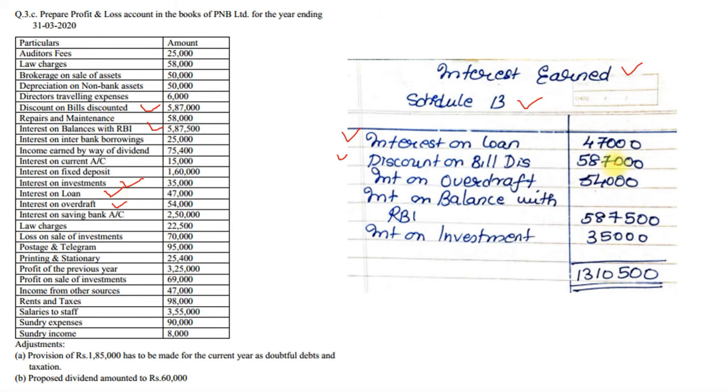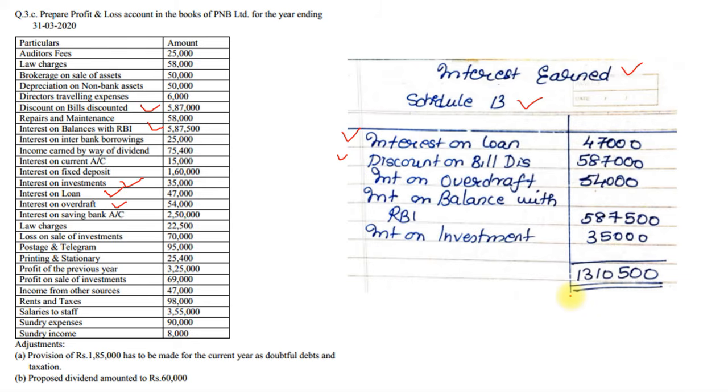So the values are 47,587, 54,587, 500, and 35,000. When we add up, we get 13,10,500. That is the entire interest earned value. Okay, that is schedule 13.